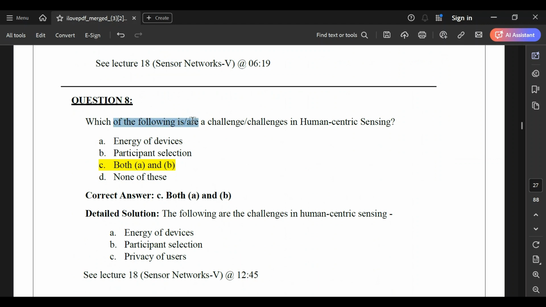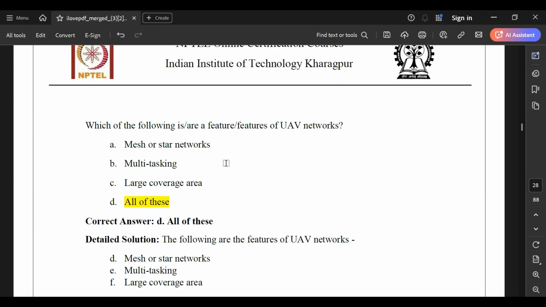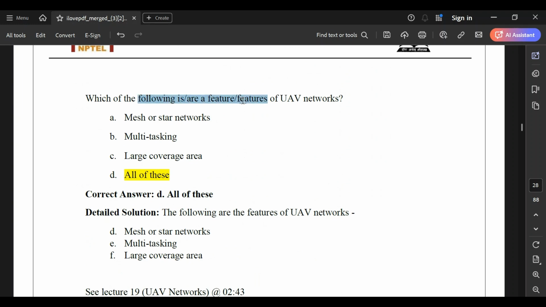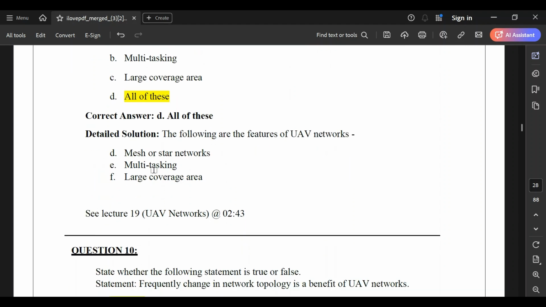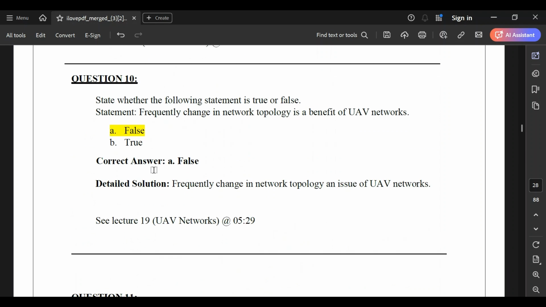And which of the following is/are the challenge in human-centric sensing? So both A and B, because energy of devices and participation selection is there. So both are there. Which of the following is/are the feature of UAV? So the mesh or star network, multitasking, large coverage area, all of these are the features of the UAV.